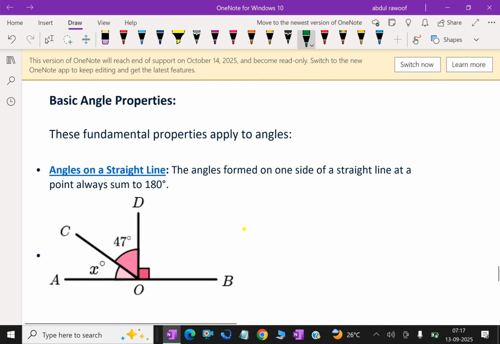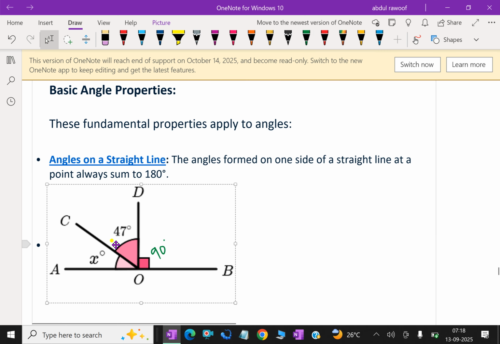Some basic angle properties. These fundamental properties apply to angles. First, angles on a straight line. Look at here. This is a straight line AB, and O is a vertex point. So if you draw a perpendicular line, this angle is 90 degrees. Here, this is an acute angle. Suppose this is an unknown angle. We can find it by using this property, because this together is 180 degrees, that is x plus 47 is 180 degrees, then we can find the value of x.